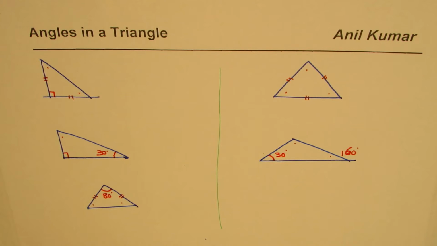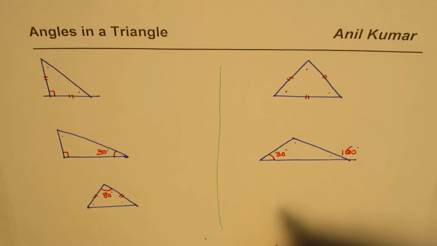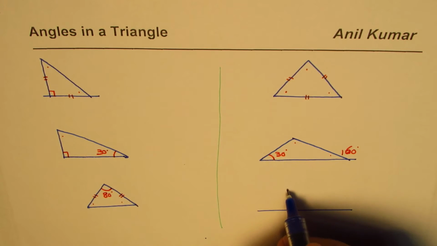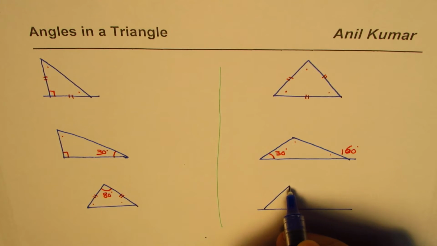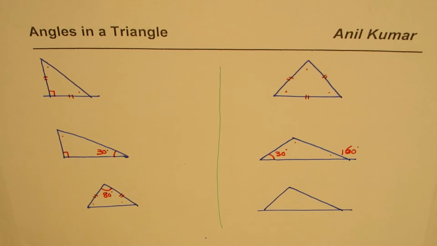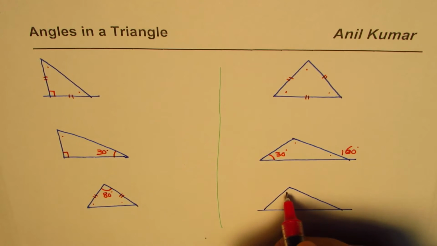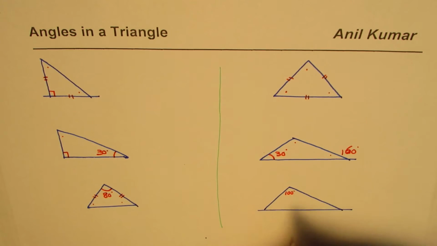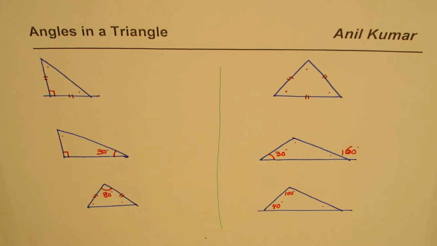Correct. Now here's the last question for you. Let me fill up this space. And we say it's a general triangle where two angles are given to us. We have to find the third angle. Let the two angles be 100 degrees and let's say 40 degrees. Okay, find the third. So that is an exercise for you to do.